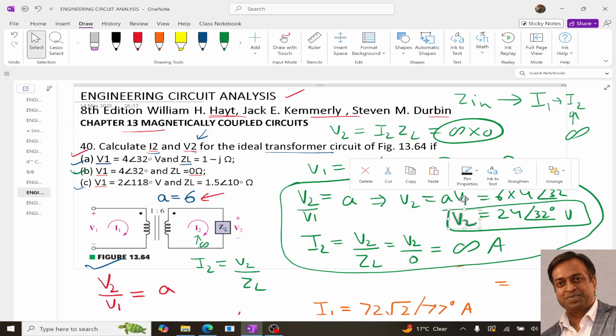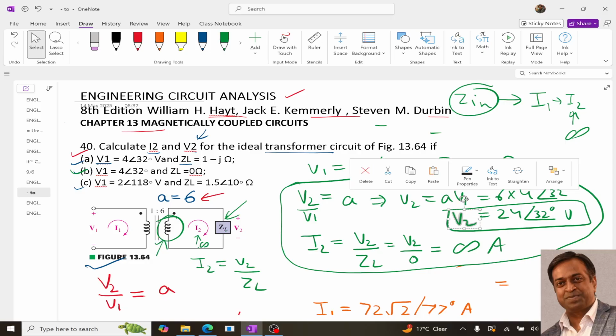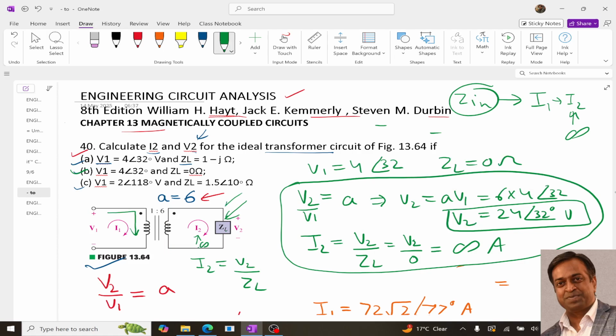And remember, even if there is no element over here, the voltage will still be there. Why? Because over here the voltage will be due to the mutual inductance and the self inductance. So if the current is flowing in this coil I1, then this will induce the voltage in this coil due to mutual coupling, right? So voltage will always be there even if current is not there, right? So this is the solution to the second part of the question, that V2 is this and I2 is infinite.